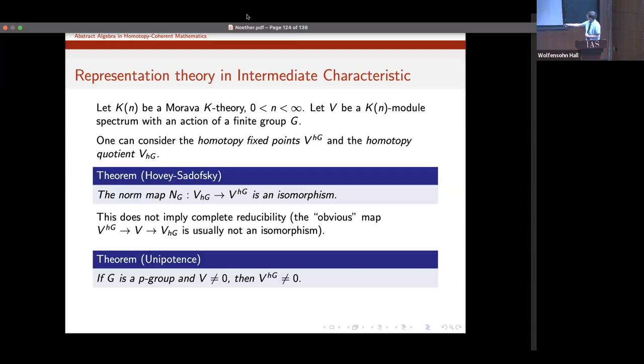So if G is a p-group, then you have a unipotence phenomenon here too. If you take any non-zero representation, then if you look at the invariant part, that's also non-zero. So that's telling you that in some sense, everything is generated by the trivial representation.